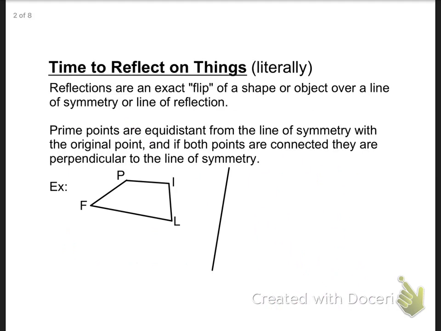Okay, so that was translations. Now we're going to do reflections, so reflecting over certain lines. So reflection is just going to be its mirror image. So hopefully yours looks way better than that. Okay, so we're mirroring off of an image.